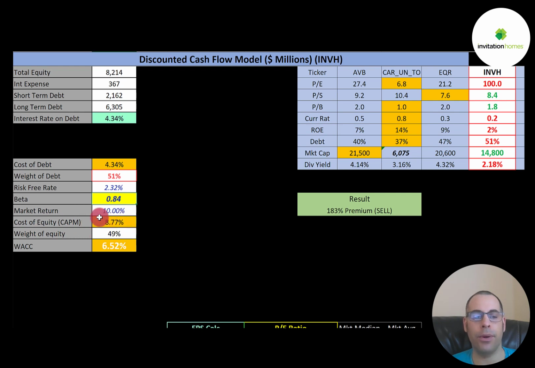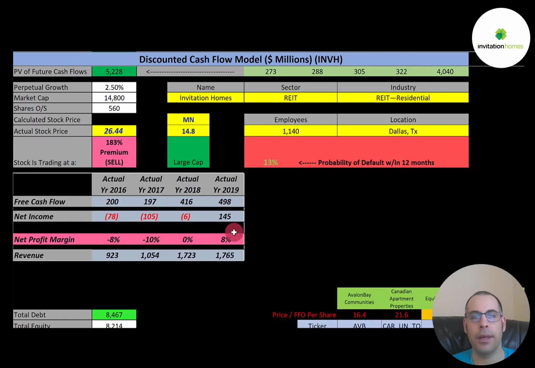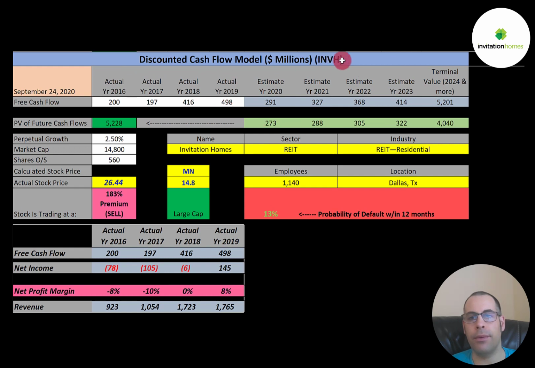Their WACC is 6.5%, which is a blend of the cost of debt and cost of equity, and that's a discount rate we're going to apply to the future cash flows. So we estimated 4 years of future free cash flows. We also estimated terminal value, which is all cash flows past year 4, that's 5.2 billion. We discounted those numbers back to today using the weighted average cost of capital. We get a value of the company of $5.2 billion. We divide that by 560 million shares, and we get a calculated stock price of $9.34.